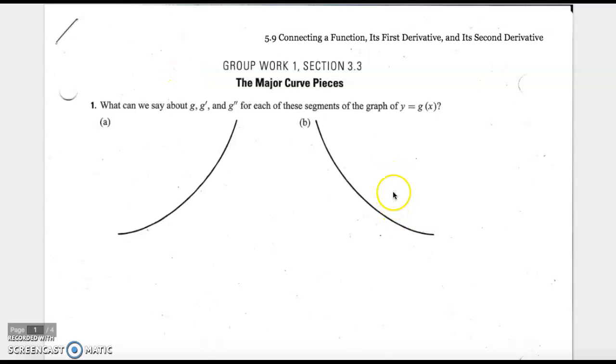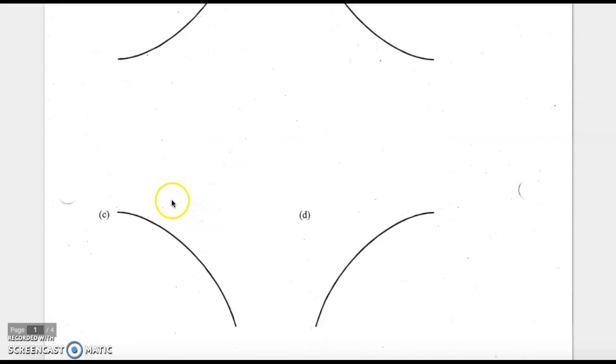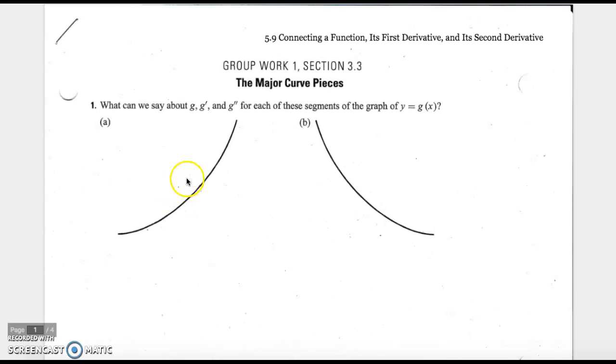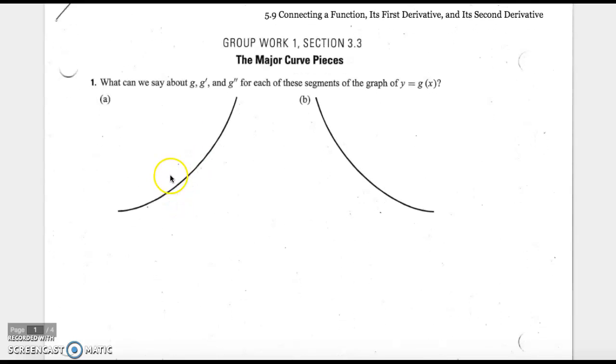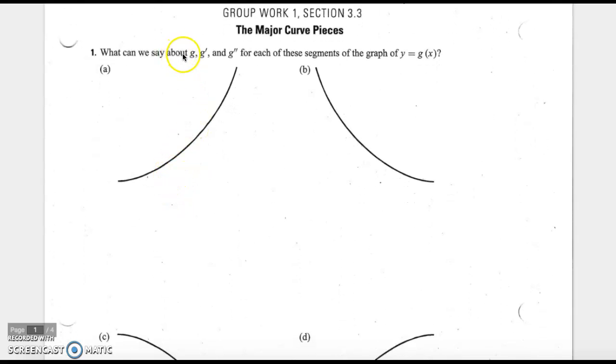In this video, we are going to do our best to connect our original function, our first derivative, and our second derivative. What we're going to do is look at different chunks of graphs and determine everything that we can about the original function, its first derivative, and its second derivative, given in this scenario we'll be given the original function.